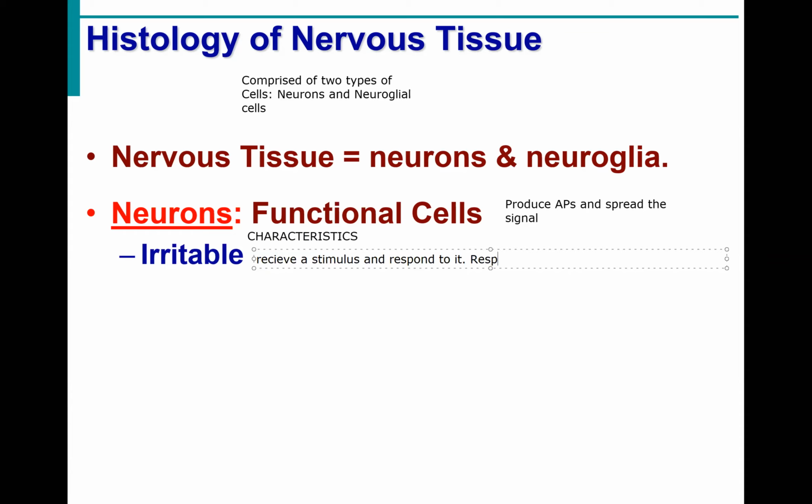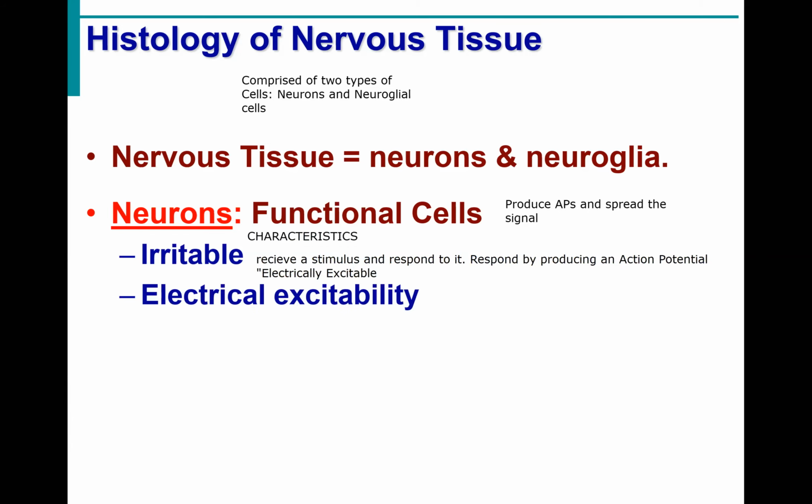They respond by producing an action potential. So we could also say, like we did for muscle cells, that they are electrically excitable. Right, that is definitely the same. So they're electrically excitable. However, another important characteristic that neurons have, and one that they also share with our muscle cells, is conductivity.